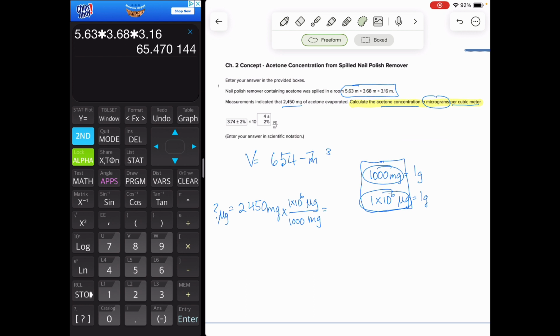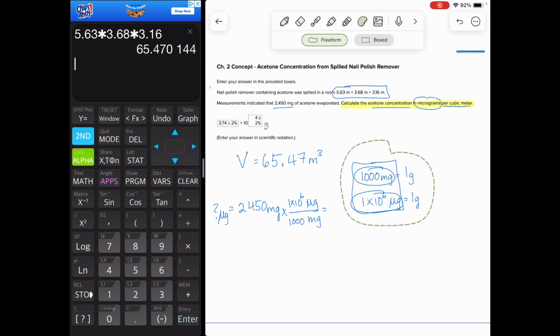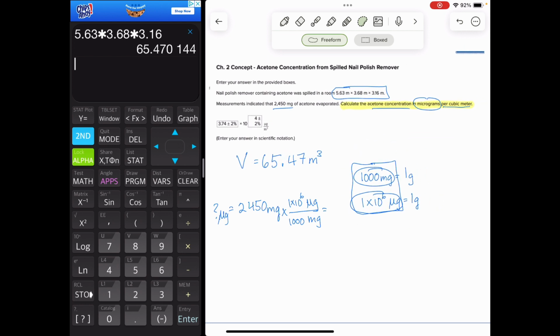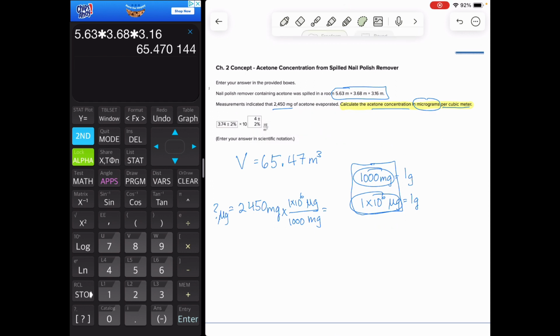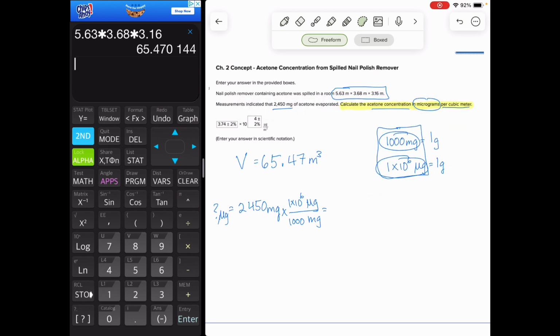Oops. Always something. I can't move that without moving that. All right. So let me see if I can grab it. There we go. All right, get that out of the way.